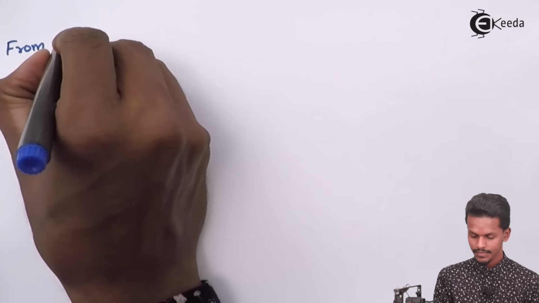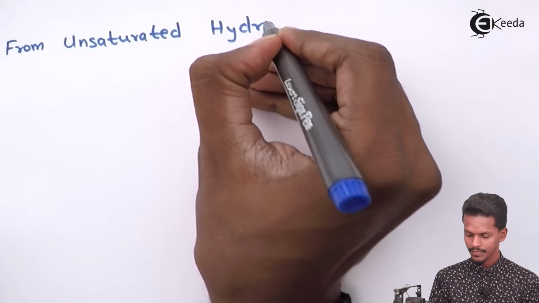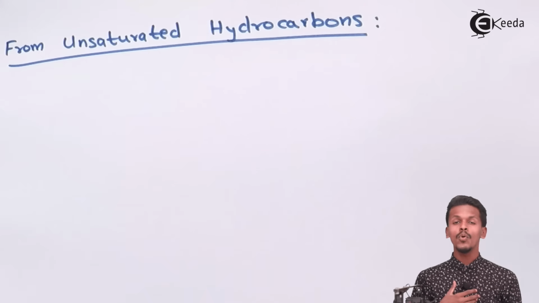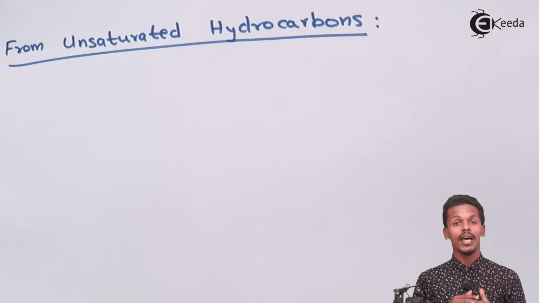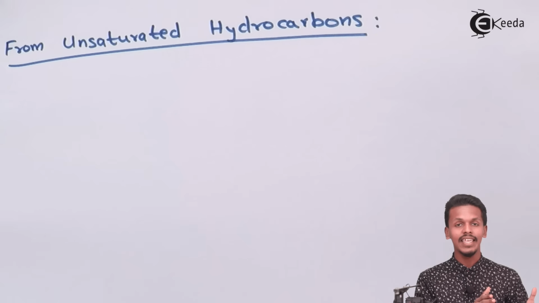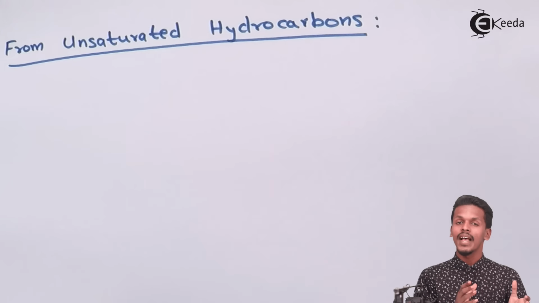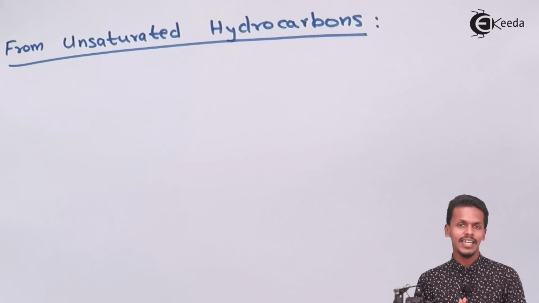Starting with the first, that is, from unsaturated hydrocarbons. We know what unsaturated hydrocarbons are, because in this chapter we have learned what saturated hydrocarbons are and what unsaturated hydrocarbons are. Unsaturated hydrocarbons are those hydrocarbons which consist of at least one carbon-carbon double bond or one carbon-carbon triple bond. Unsaturated hydrocarbons are divided into two parts, alkene and alkyne. So now we are able to prepare an alkane, that is a saturated hydrocarbon, from alkene as well as from alkyne. What is this process called, and what are the catalysts involved in this process? Let us talk about that too.